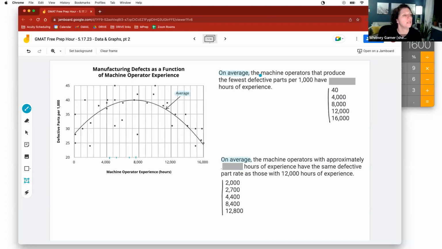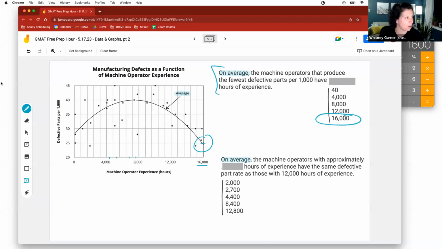That's kind of cool. So on average, the machine operators that produce the fewest, so I want the lowest, that would be these folks down here. But also this is actually even lower. So these folks down here would, on average, produce the fewest defective parts per 1,000, and they're producing just under 25, and they have 16,000. So my answer for the first one is going to be 16,000.